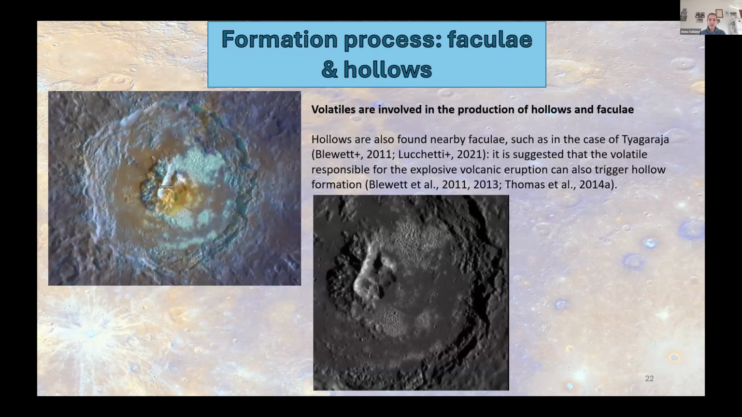So both, as said, both faculae and the hollows are probably produced with the involvement of volatiles. So volatiles are probably responsible for these two units. In fact, hollows are found also nearby faculae, such as in the case of Tiagaraia, where we have both the vent with the pyroclastic deposits surrounding the vent, but also the hollows on this central peak. So it is suggested that the volatile responsible for the explosive volcanic eruption can also trigger the hollow formation.